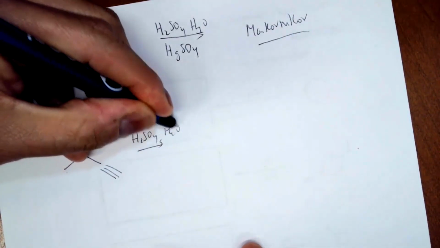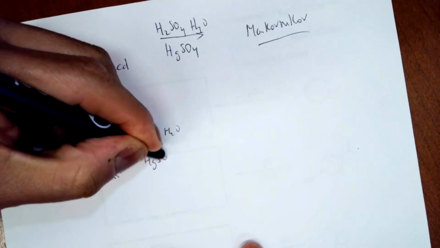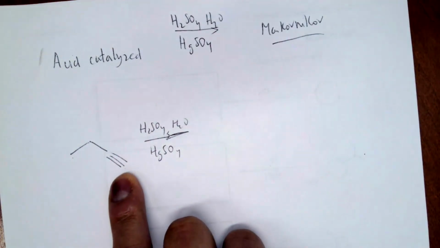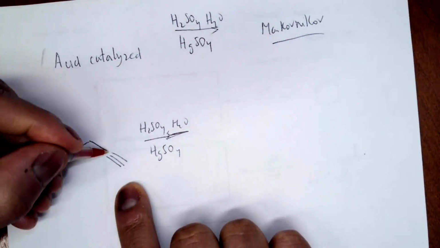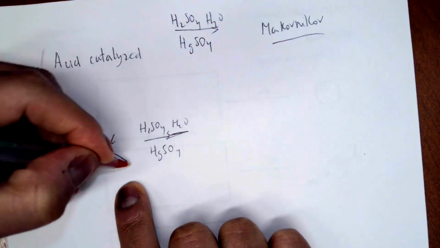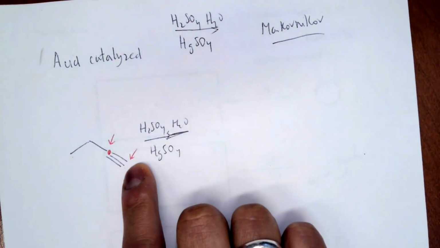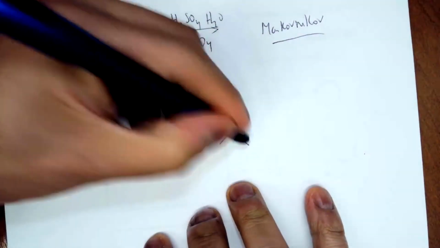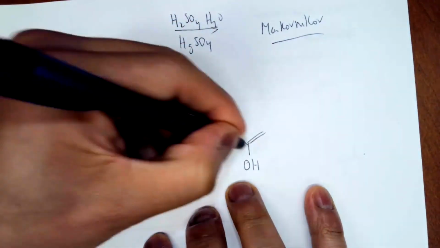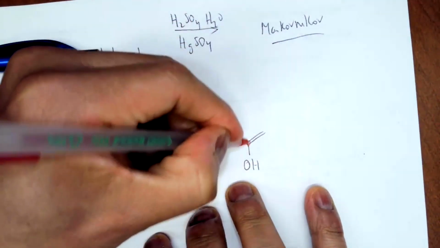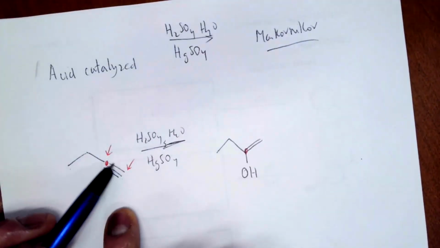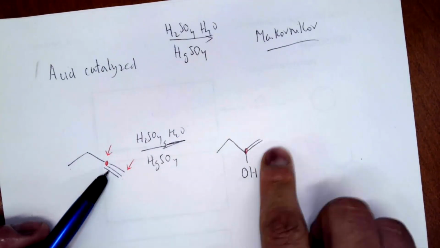If I use this reagent, acid catalyzed hydration, it will do the Markovnikov. There is no question about the Markovnikov. It will add OH to the Markovnikov side and H to the anti-Markovnikov side. So what we get is OH here and H there. So you see, hydration happens because you're consuming only one pi bond. The second pi bond is intact.